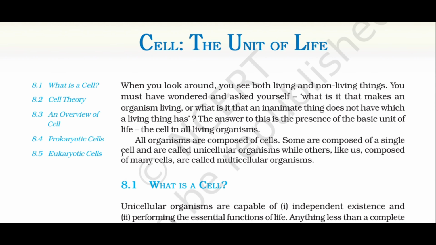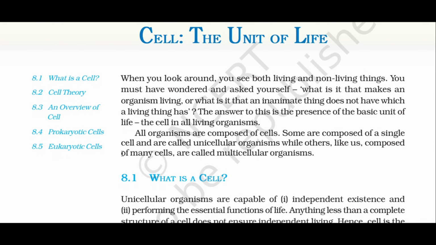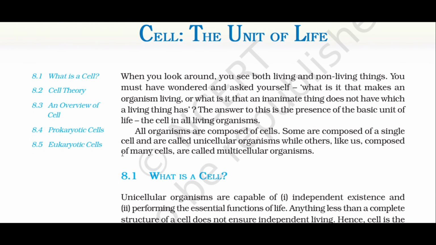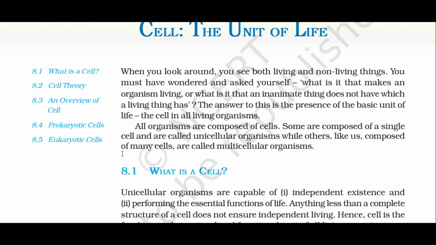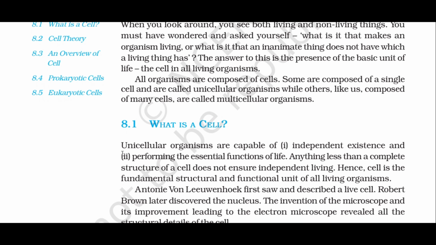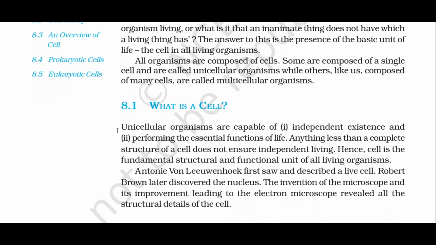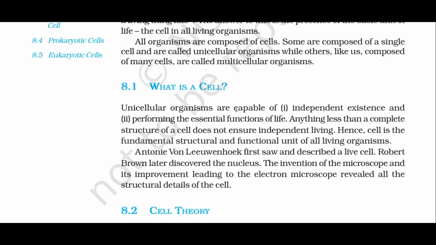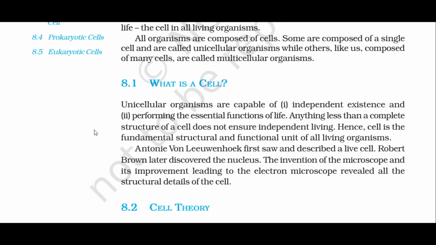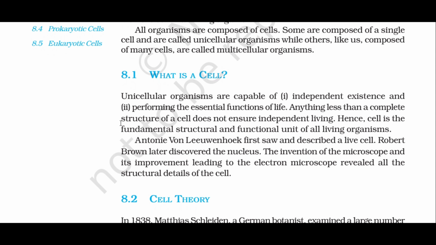Some are composed of a single cell and are called unicellular organisms, while others, like us, composed of many cells, are called multicellular organisms. 8.1 What is a cell? Unicellular organisms are capable of 1. Independent existence and 2. Performing the essential functions of life. Anything less than a complete structure of a cell does not ensure independent living. Hence, cell is the fundamental structural and functional unit of all living organisms.